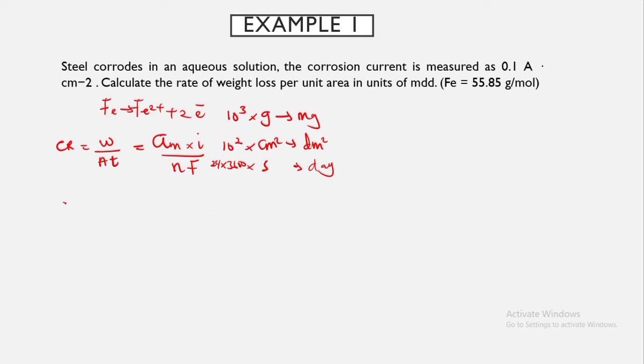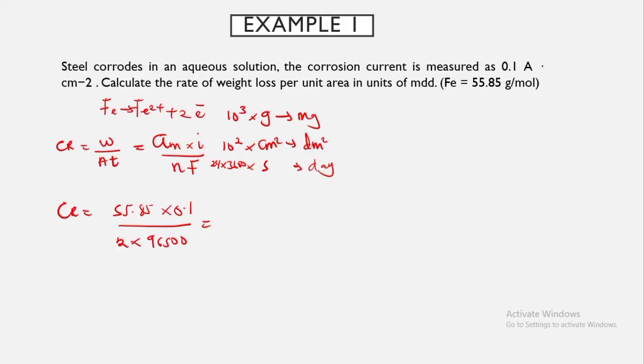So let's do this example. Now let's do the substitution. So CR is equal to the molar mass, the atomic weight, 55.85, times the corrosion current density, 0.1, all over the number of electrons transferred, 2, times the Faraday's constant, 96500. Let me take my calculator. 55.85 times 0.1 all over 2 times 96500.